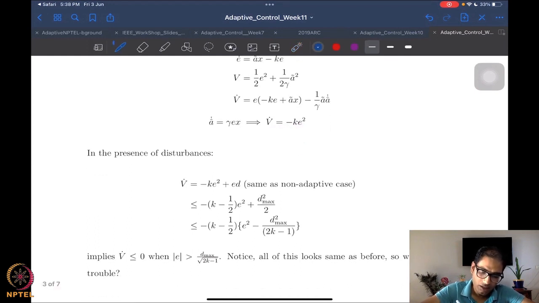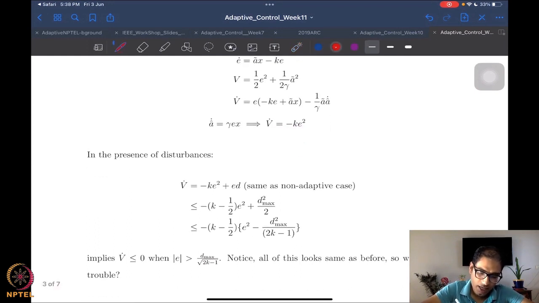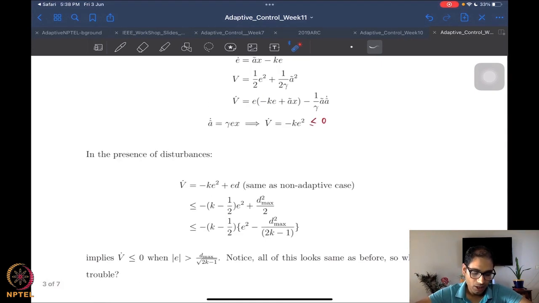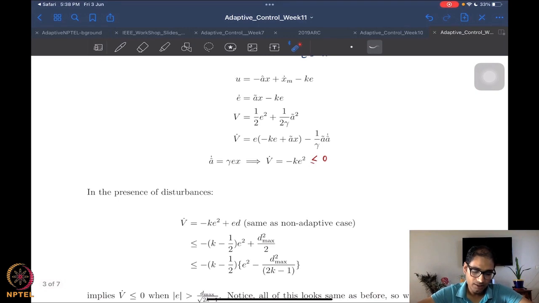Now remember, this is negative semi-definite. It turned out to be exactly the same as the non-adaptive case. Big surprise. We already knew this was going to happen. This has always been the case, no exceptions. Excellent. Now what happens in the presence of uncertainties?